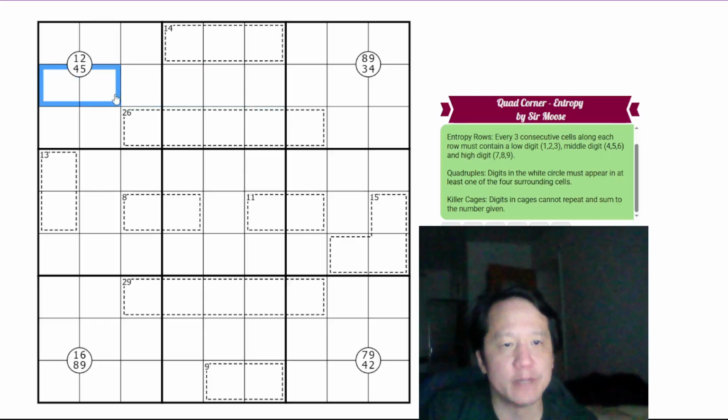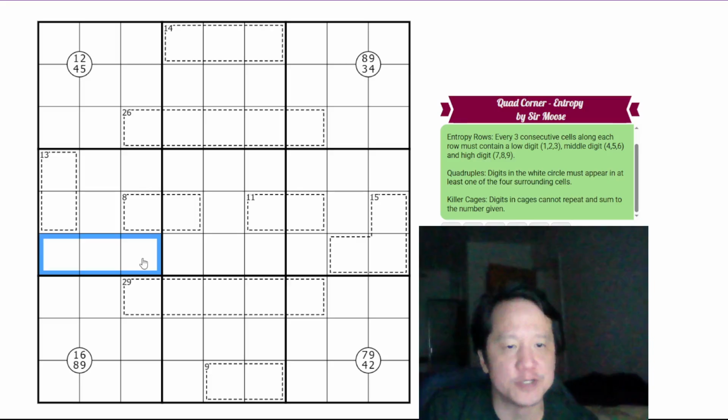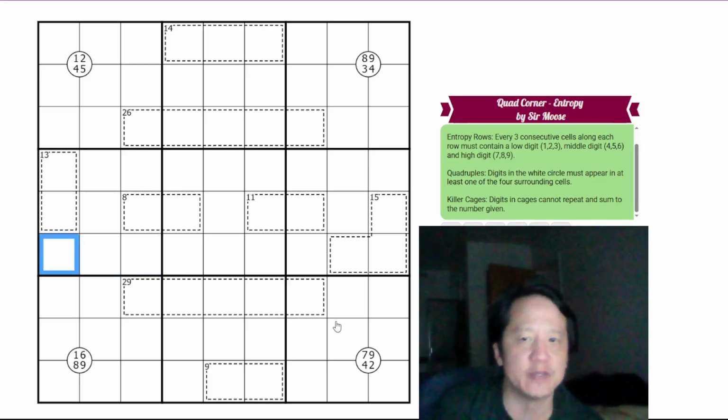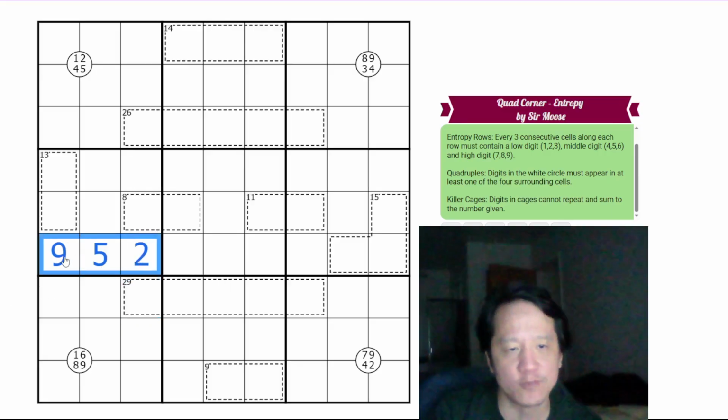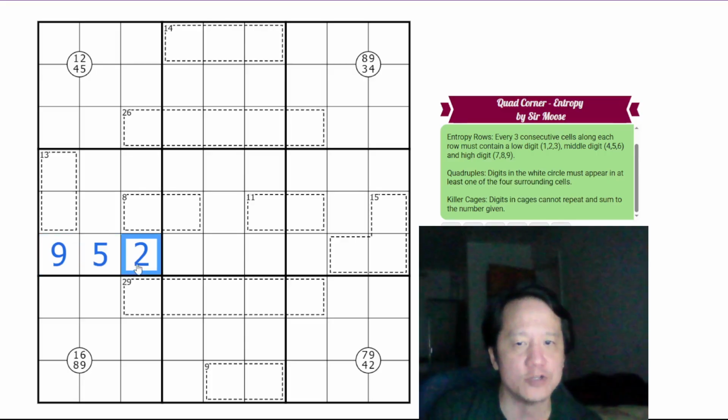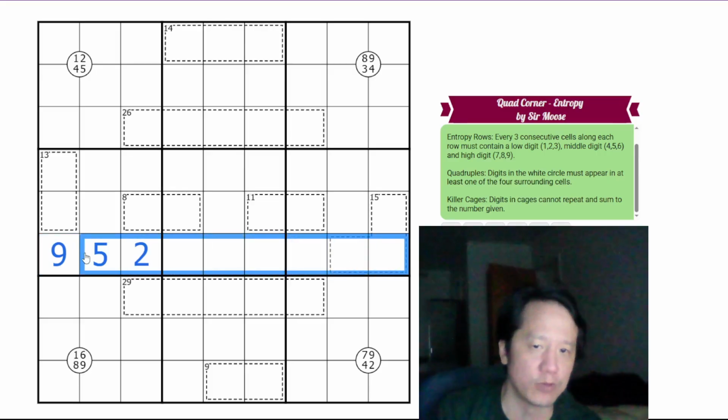So, for example, for this set of 3 digits, we could have something like 9, 5, and 2 here. And this would be valid because for these 3 digits, we have one low digit, which is 2, one middle digit, which is 5, and one high digit, which is 9. So that's an example of how entropic rows or entropy rows work.